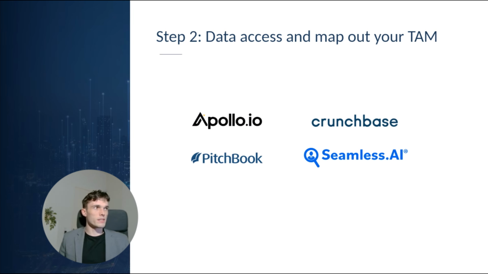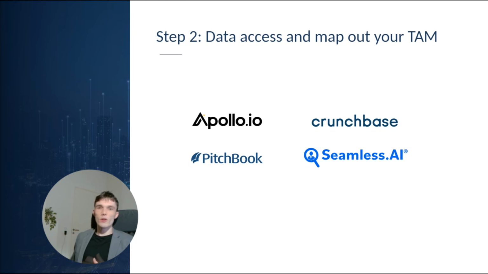Now, the next thing is getting access to the data that you need and also mapping out your TAM. Data access is obviously going to depend on who exactly you want to target. There are some general databases out there like Apollo, LinkedIn Sales Navigator, Seamless.ai, and ZoomInfo. Those are obviously very broad databases and you can find a lot of different people there. But you can also get very specific.